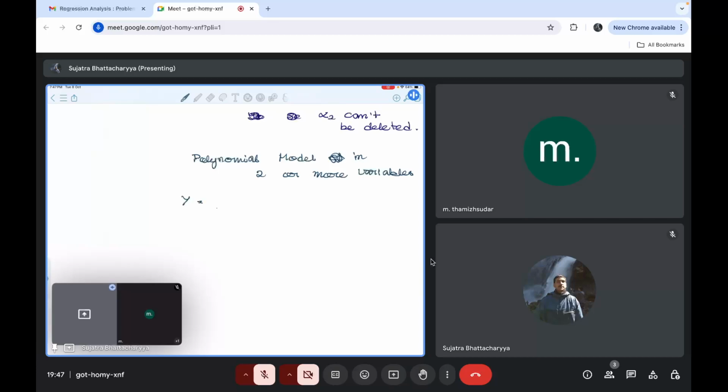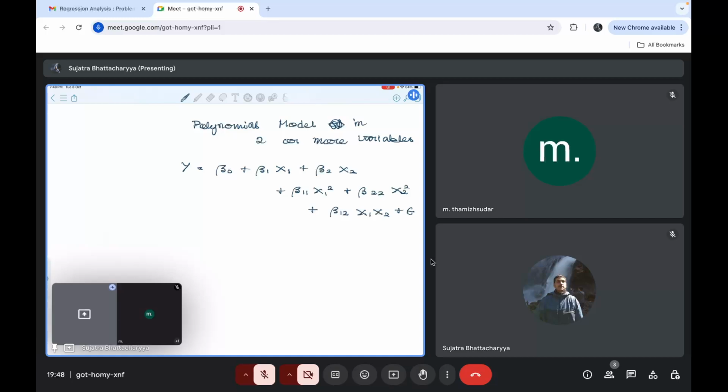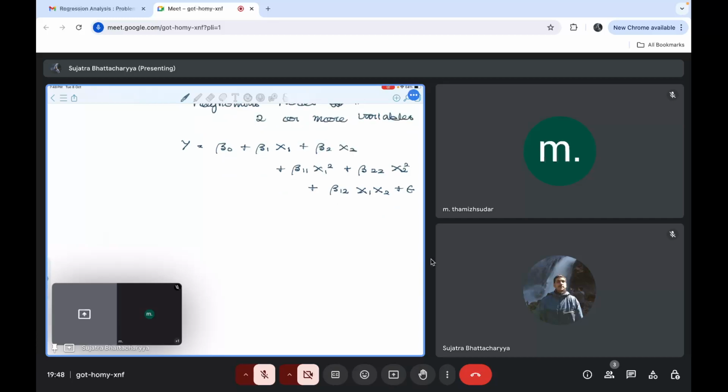So it will be y is equal to beta naught plus beta 1 x1 plus beta 2 x2 plus beta 1 1 x1 square plus beta 2 2 x2 square and plus beta 1 2 x1 x2. So there is an interaction, you can see it, x1 and x2. So this is the polynomial quadratic model, or you can say polynomial model of order 2, 2 degrees with two regressors.